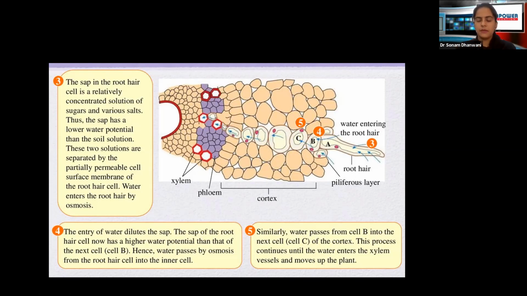How osmosis is happening? बाहर solution कैसा है, अंदर कैसा है, root hair के अंदर क्या है, membrane कौन सी है, and how it is getting transferred from one cell to the other. We have seen that. Are we clear with that?